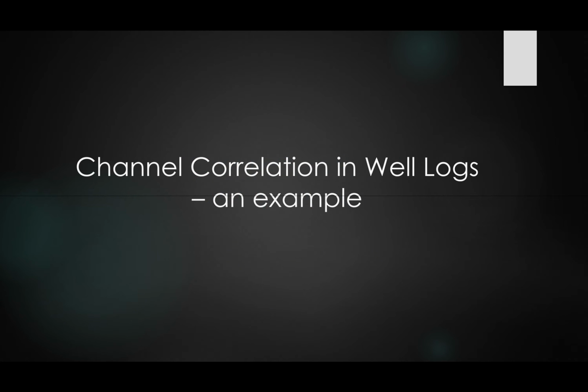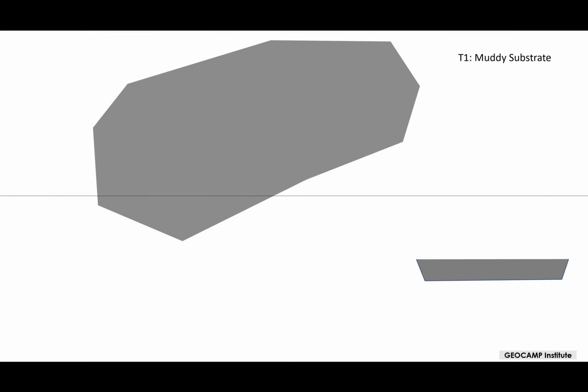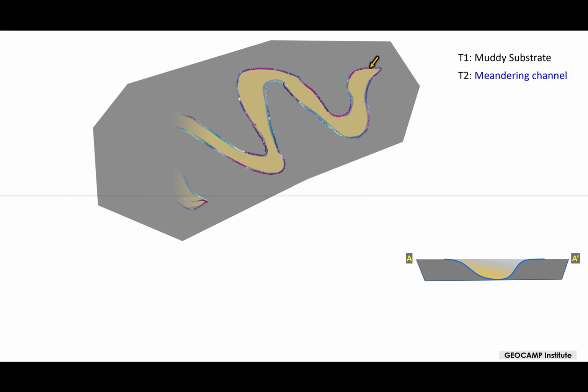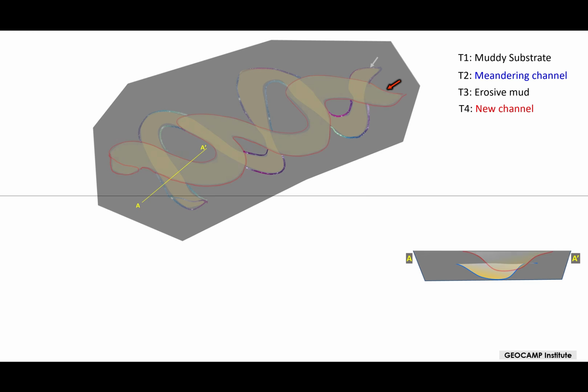This episode will focus on channel correlation in well logs. Now let's imagine a simple scenario. Let's say at time T1 we have an underlying muddy substrate, followed by a first episode of meandering channel deposits coming in, and then a period of non-deposition, more dominantly erosive mud overlying the underlying meandering system. And then with a slight shift in the feeder position, we have another episode of meandering system coming in.